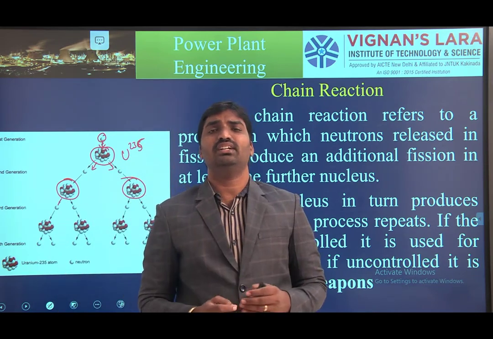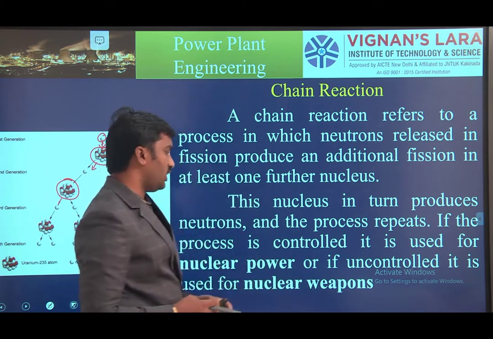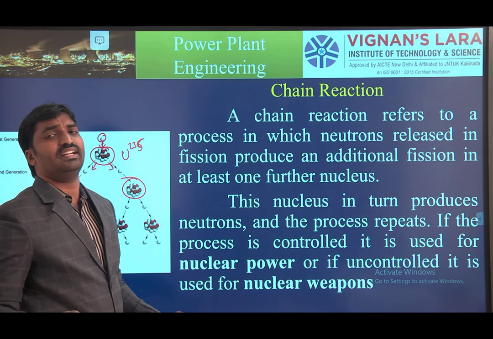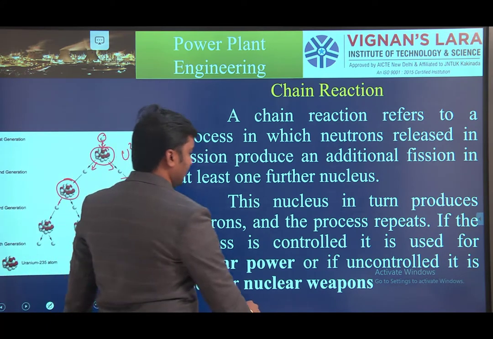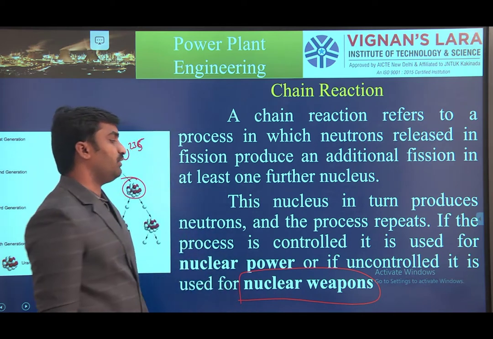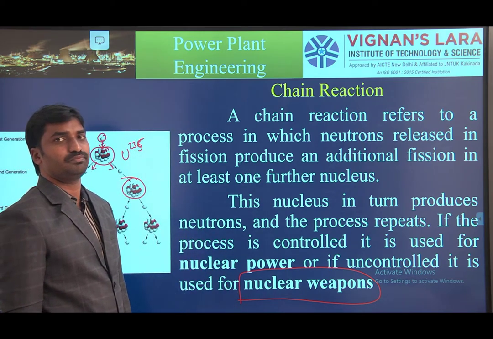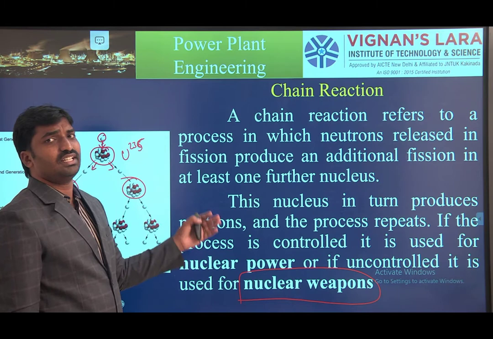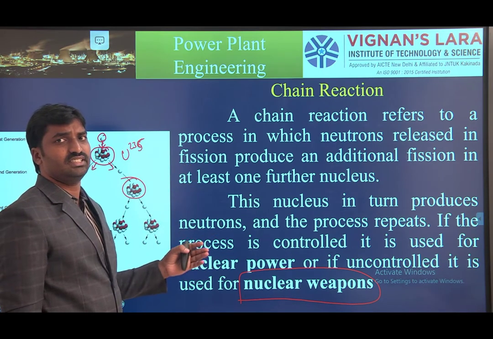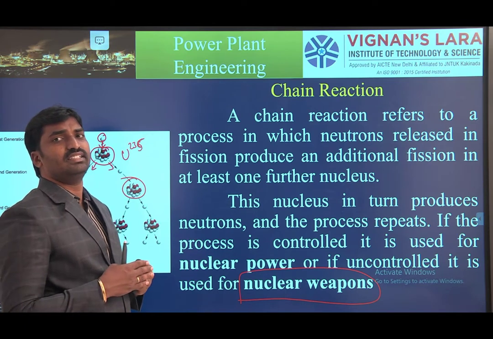So that is represented as a nuclear weapon, nuclear bombs. There is no control over the heat release rate. Continuously heat is released, uncontrollably. So generally this phenomenon is used for nuclear weapons. These are the elements we generally use, and this is the process. In the chain reaction, a large amount of heat energy is released.